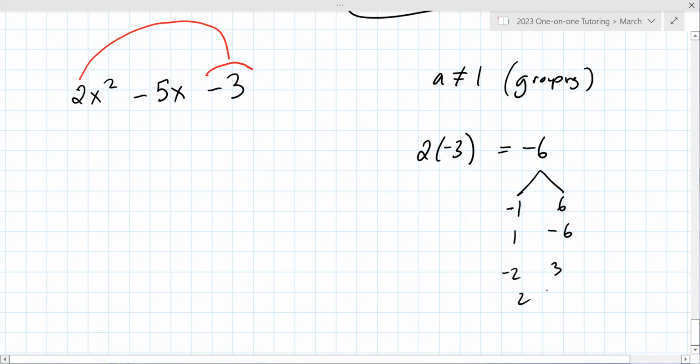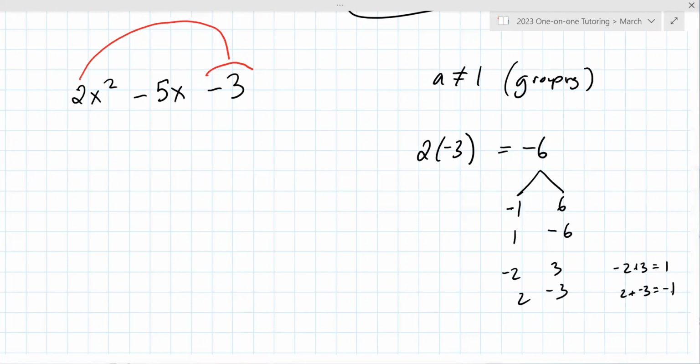Okay, so this -2 and 3, 2 and -3. So then it would be -2 and 3. It has to add to -5. None of these on the bottom here add. Like you're literally adding them up here. -2 plus 3 is 1. 2 plus -3 is -1. Okay. Yeah, I don't. How about the second one here?